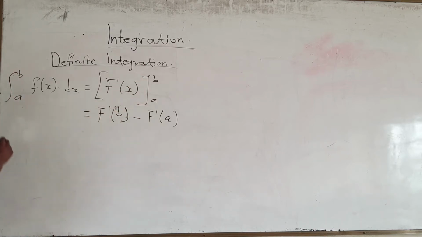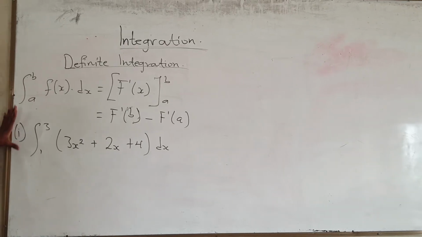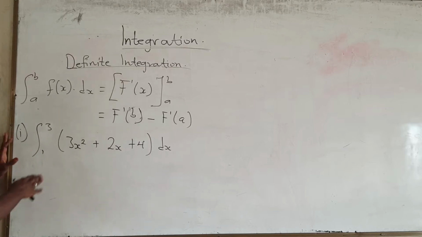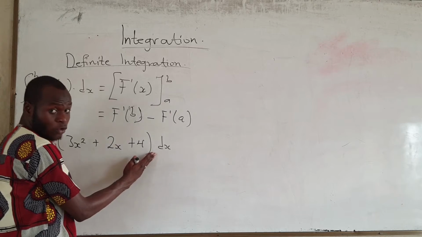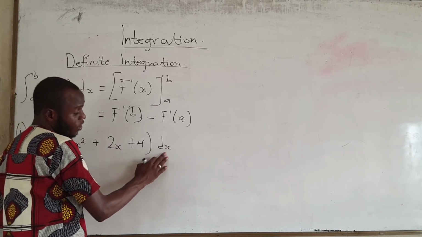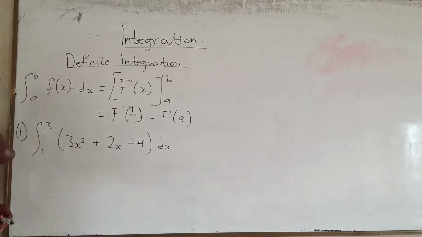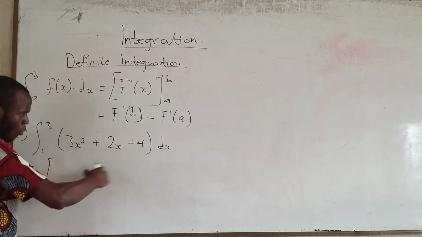Now we will take a few examples and then we see how this works. Here we are going to look at an example on what we just explained earlier. So now we have the integral with limit from 1 to 3 of this function here, which is 3x squared plus 2x plus 4. We're integrating with respect to x. So all we need to do here is open up a big bracket, then you integrate them one after the other.